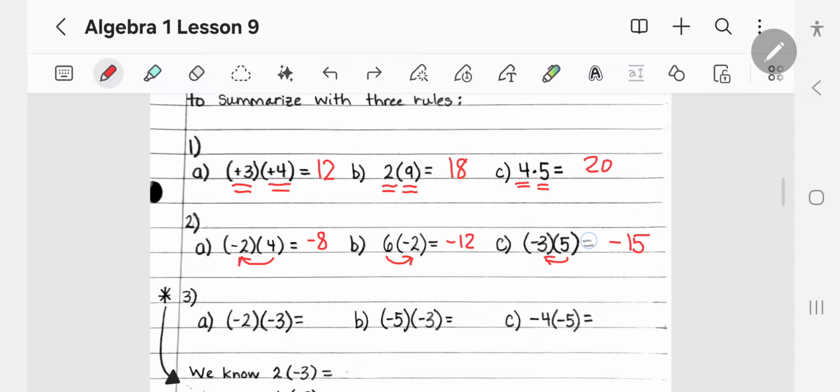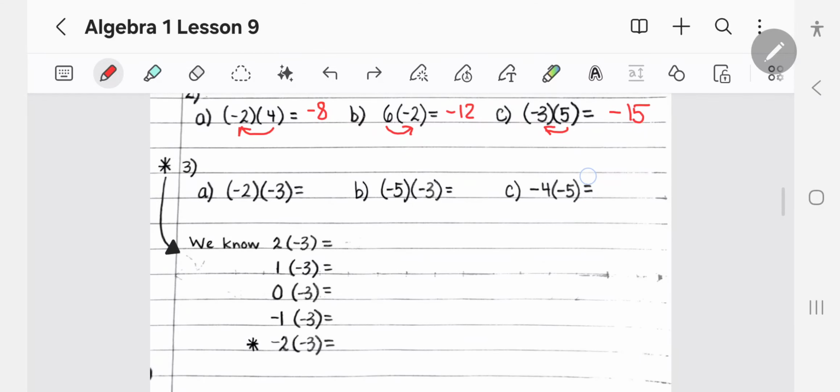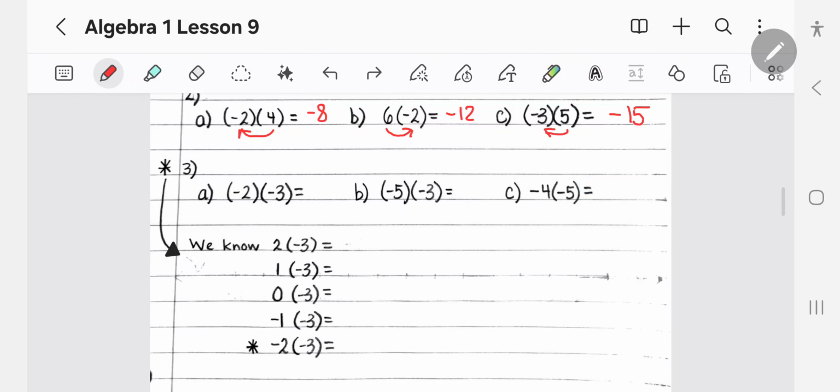Okay, let's look at group 3. A negative times a negative. Oof, how am I going to do that? How am I going to model that? Well, I can't really model it on the number line. Now, one thing that you can use in math to help you figure out something is patterns. Lots of patterns in math. So let's look for a pattern here to see if it can help us.